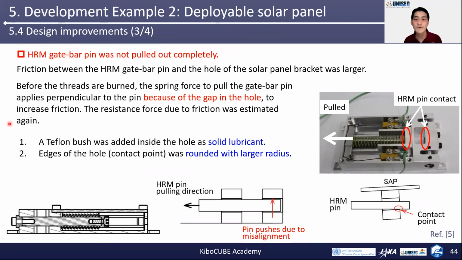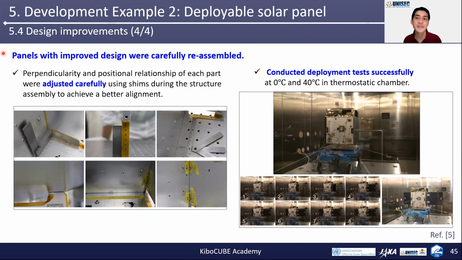The resistance force due to friction was estimated again. Furthermore, to reduce the friction, two design improvements were implemented. First, a Teflon bush was added inside the hole as a solid lubricant. Second, the edges of the hole at this contact point were rounded with a larger radius of curvature. After these design improvements, the panels were carefully reassembled.